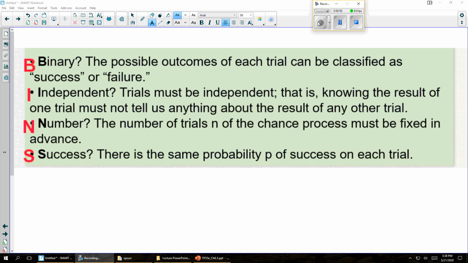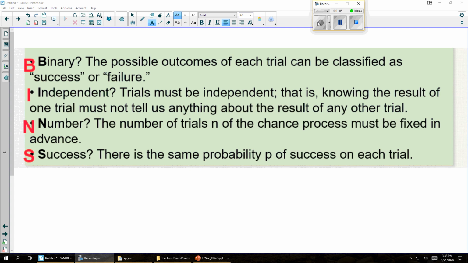Each trial has to be independent. That's what the I is, so that knowing one doesn't tell us anything about the other. We have a fixed number of trials. That's N. That's the number of times you try to do it. And S, the probability of success is the same each time.